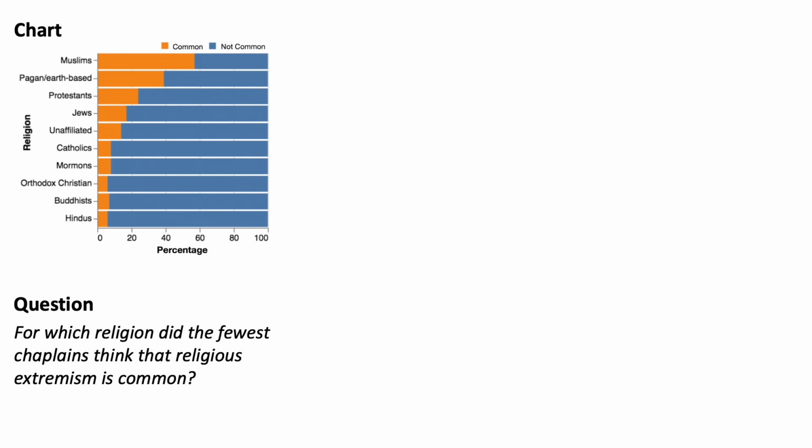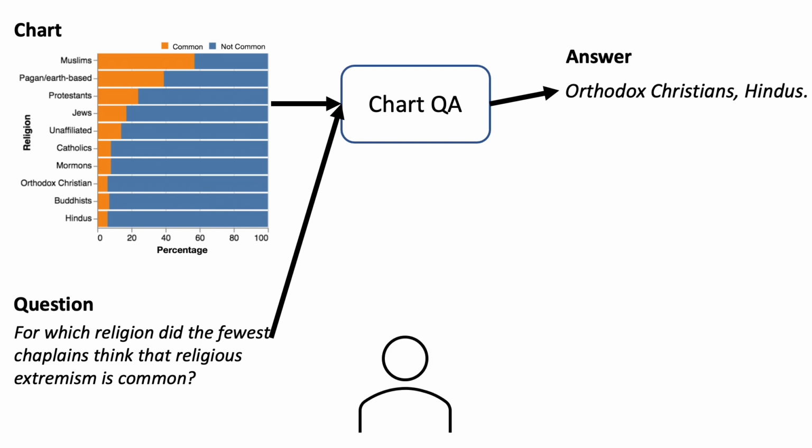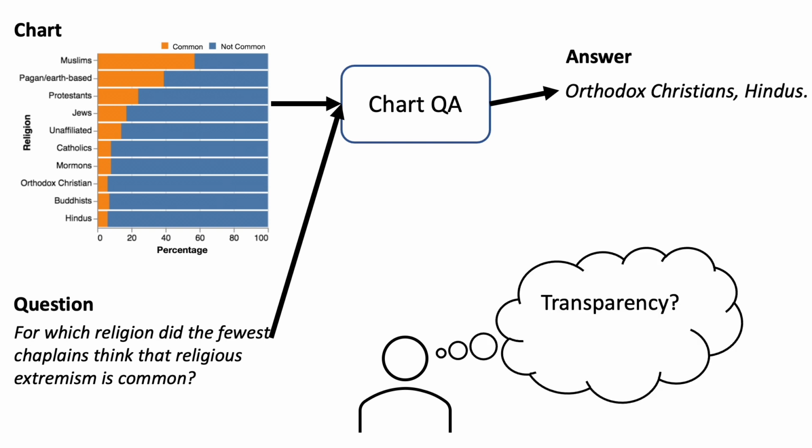the chart. A chart question answering system takes chart question pairs like these and outputs an answer such as Orthodox Christians and Hindus. And many works on chart question answering have focused on accurately generating answers. I would like to shift our attention to the users of the question answering systems. From the user's perspective, a key weakness of many existing systems is transparency.